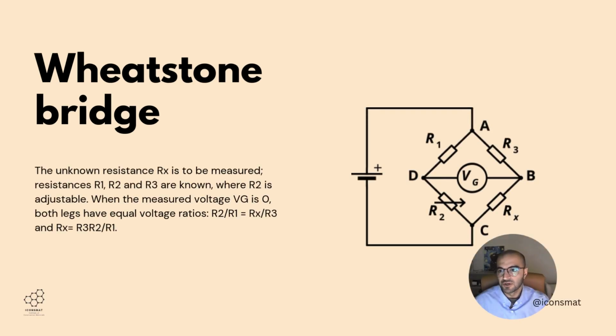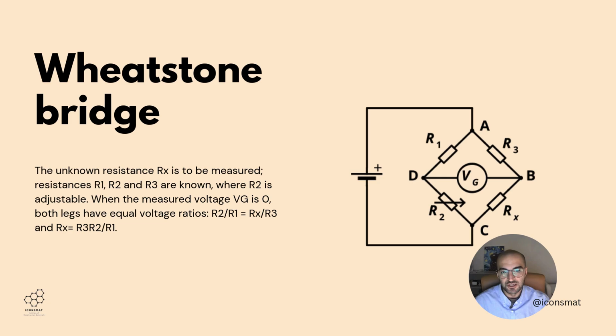Now that we know how to convert the deformation to an electrical signal, we need to know how to convert it into a load value, typically represented in kilonewton and other relevant units. For that, a circuit called Wheatstone bridge is used. The unknown resistance Rx, which also can be called the strain gauge resistance, is to be measured. Resistance R1, R2, and R3 are known, where R2 is adjustable. When the measured voltage Vg is zero, both legs have equal voltage ratios. So R2 over R1 would equal Rx over R3.